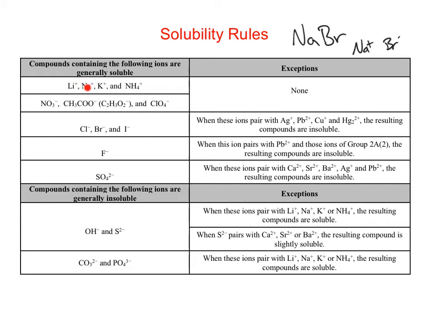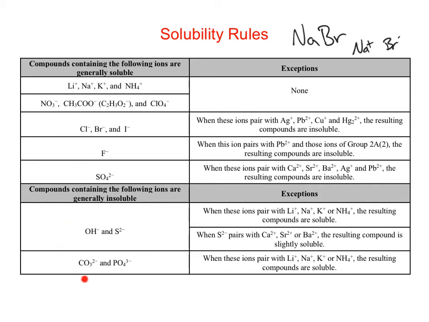And so I see right here Na+ ions. If it's in this group, these compounds are generally soluble unless it meets one of these exceptions. And for these ions, there are no exceptions. So I know that sodium bromide would be soluble in water.